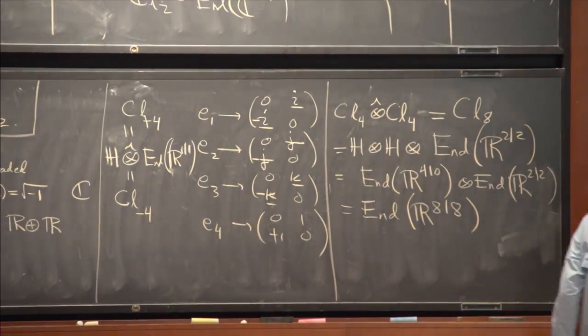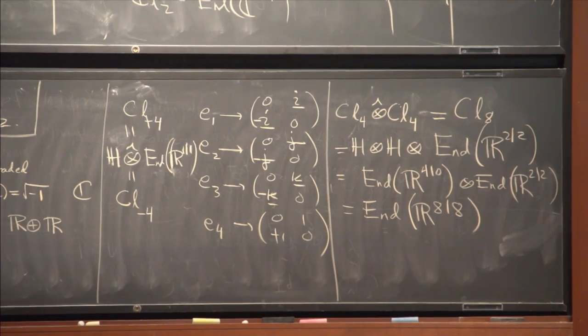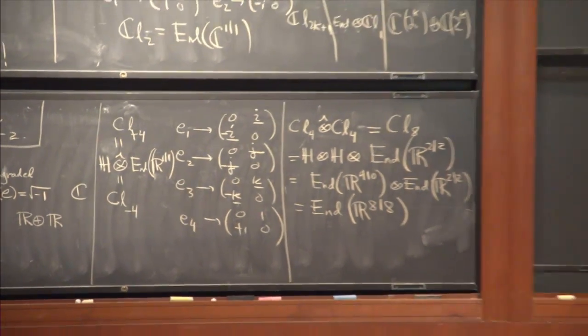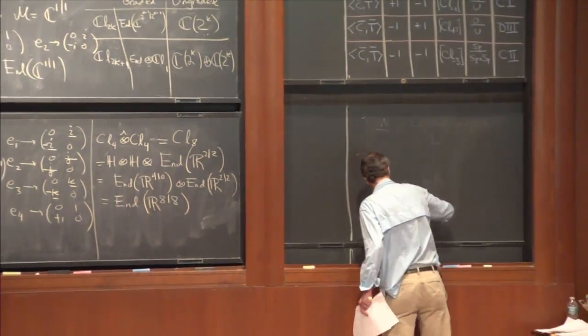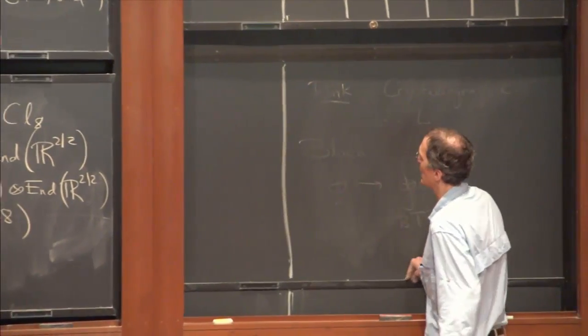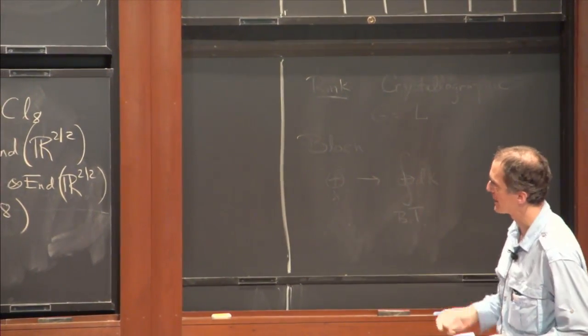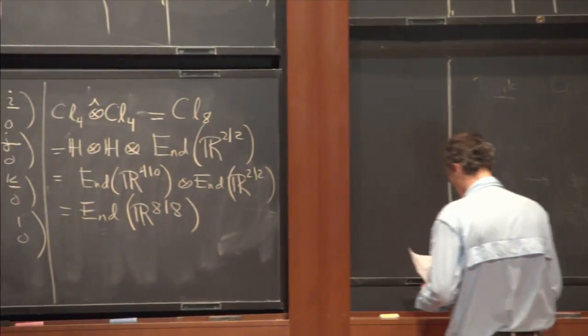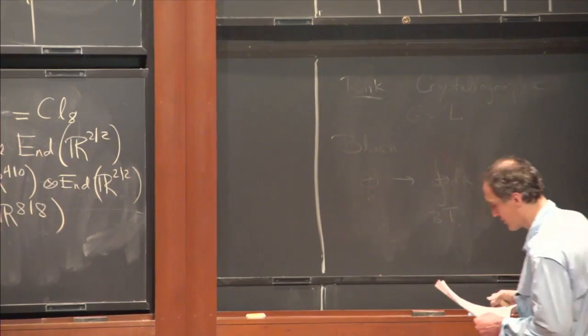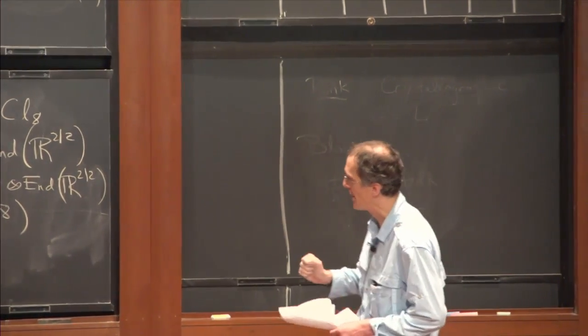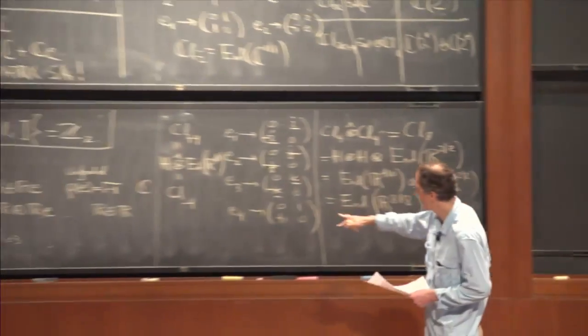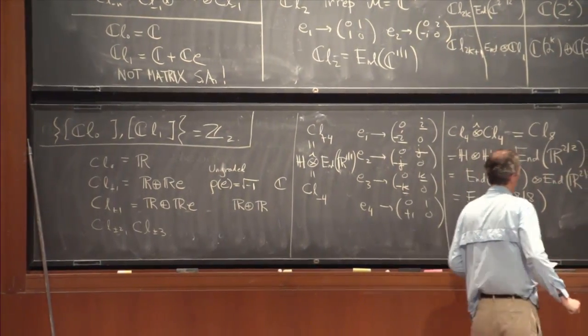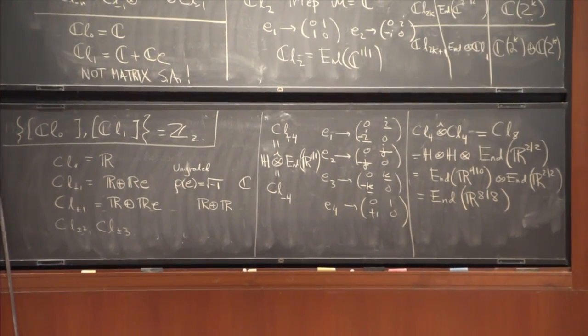So the result is that there are exactly 8 Morita equivalence classes of real Clifford algebras and 2 of complex Clifford algebras, and 8 plus 2 is 10. Now, I'm not sure if I'm going to get to it, but let me just record what these algebras look like as ungraded algebras.